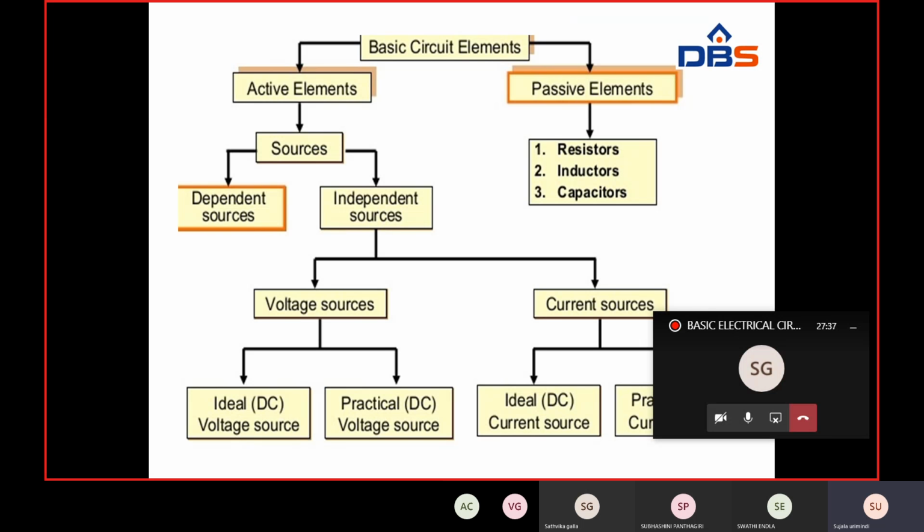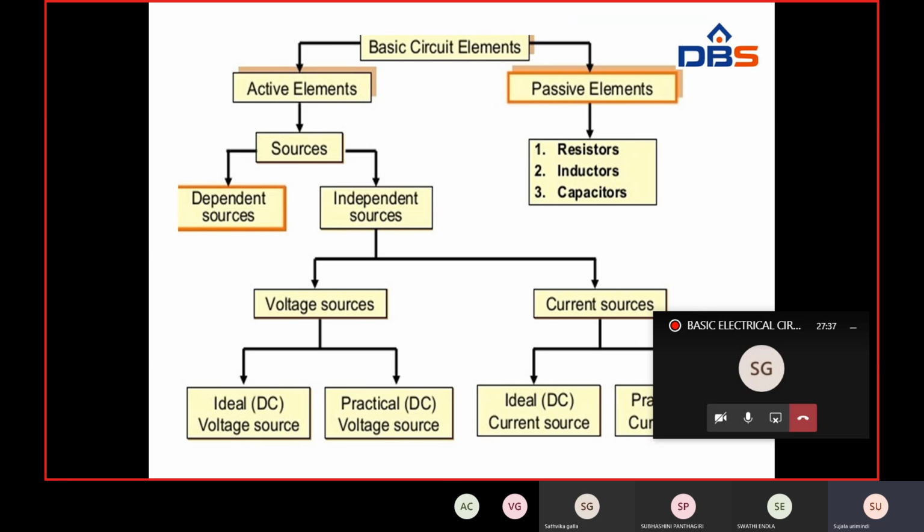So basically, these are the active and the passive elements. Active elements deliver the power and passive elements receive the power. These are the different types of elements: resistor, capacitor, inductor. A resistor has the ability to resist the flow of electric current, and a capacitor has the ability to oppose the change of voltage across it. An inductor has the ability to oppose the change of current flowing through it. That means a sudden change of current is opposed by the inductor, and a sudden change of voltage is opposed by the capacitor.